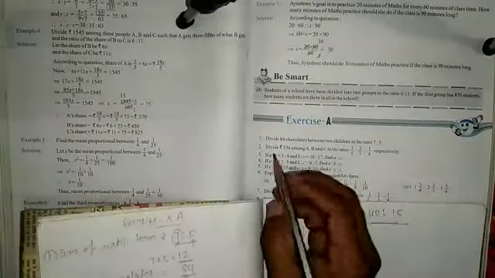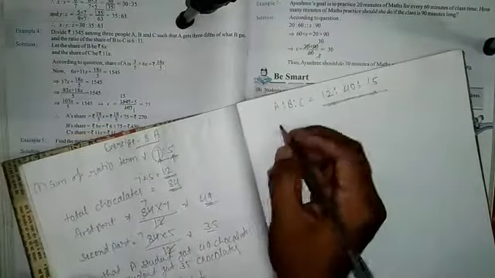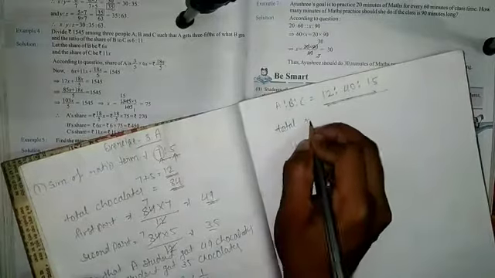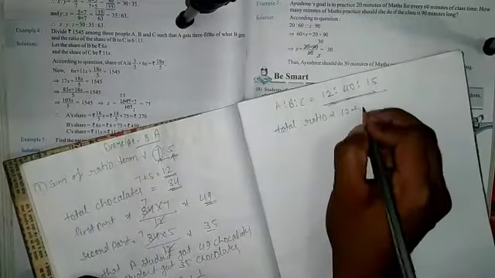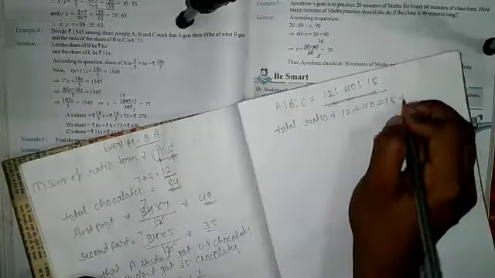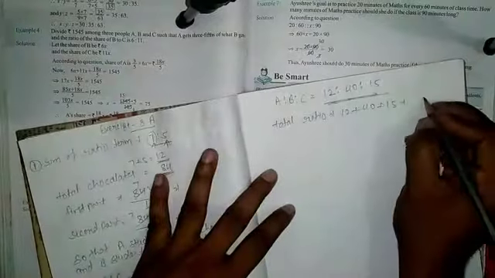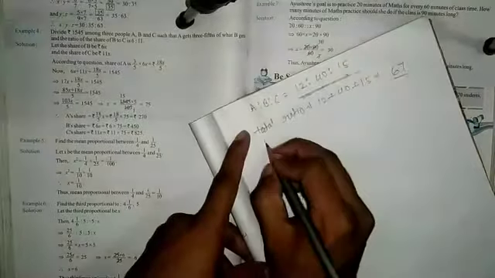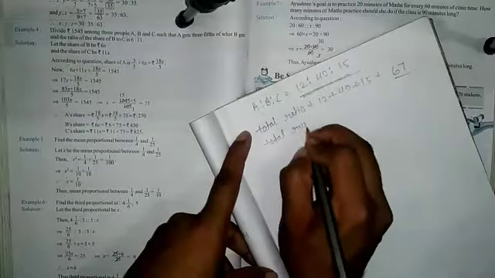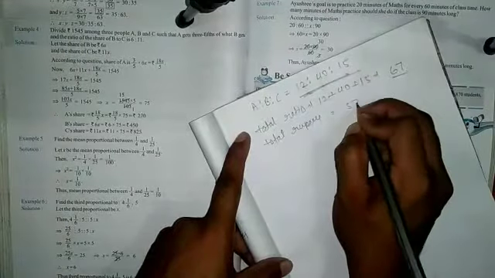Then after we will read the question: divide 536 rupees among A, B, C. So first we will count the total ratio. So we will add all the values. So 12 plus 40 plus 15. So 5 plus 2 is 7, 1 plus 4 is 5, 5 plus 1 is 6. So 67. Then after here, total rupees is equal to 536.